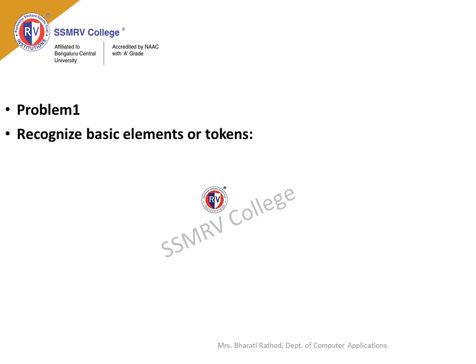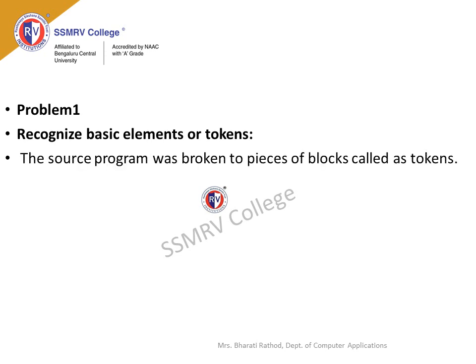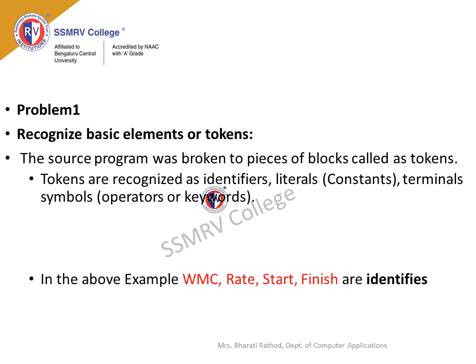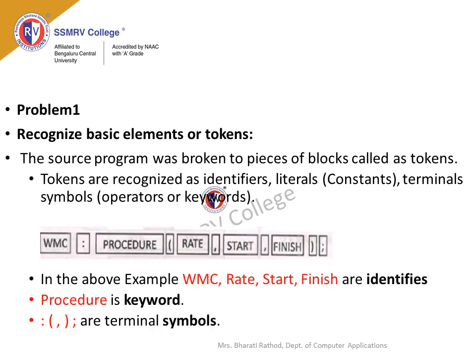Problem 1. Recognize basic elements or tokens. The source program is scanned sequentially and broken into pieces or blocks called basic elements or tokens. Tokens are recognized as identifiers, literals or constants, terminal symbols, operators or keywords. Consider the above example. Here, identifiers are WMC, rate, start, finish, and keywords are recognized as procedure, and terminal symbols are colon, semicolon and comma.